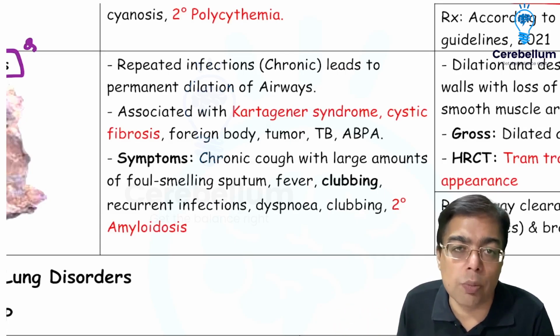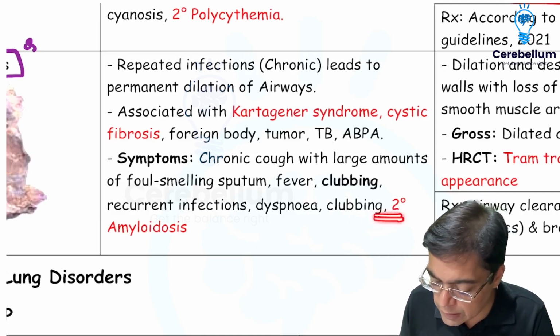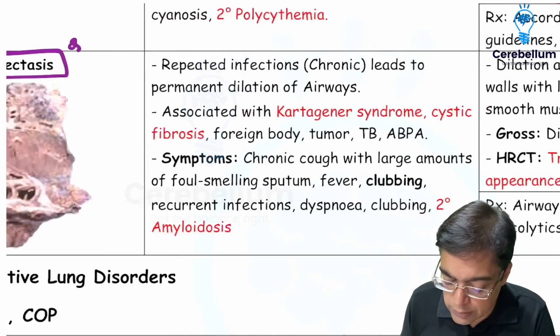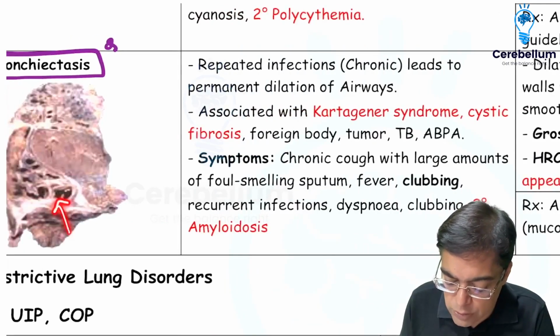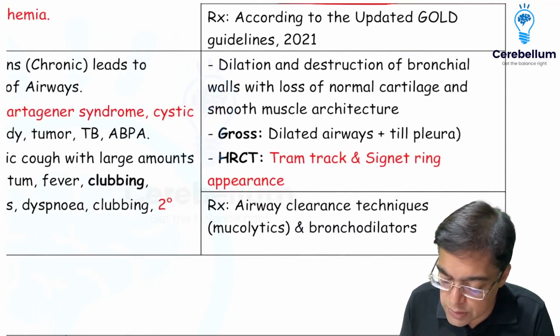Some of the patients who are going to be having bronchiectasis can be having a complication, that is in the form of development of a secondary amyloidosis. The diagnosis of bronchiectasis is pretty much clear so far as the gross appearance is concerned, but clinically diagnosis is going to be made with the help of high resolution CT scan.